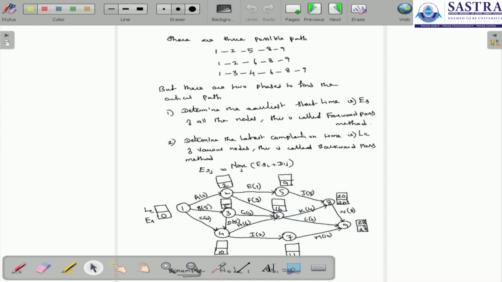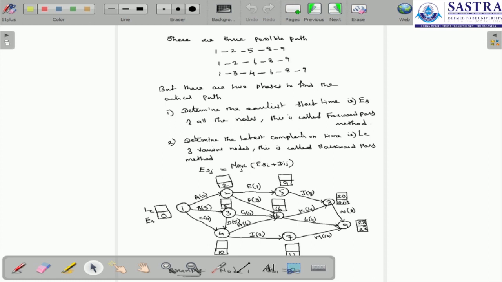These are the 3 paths, but there are 2 phases to find the critical path, as we already discussed in the last lecture through the PPT. The first is to determine the earliest start time, that is ES, of all the nodes. This is called the forward pass method. The second phase is to determine the latest completion time, that is LC, of the various nodes. This is called the backward pass method.